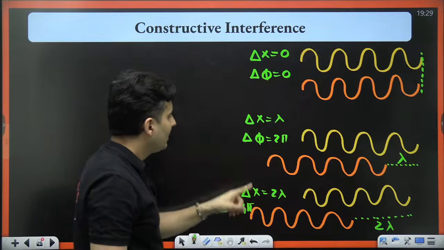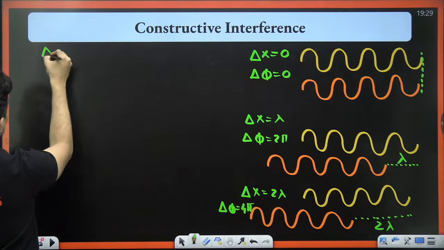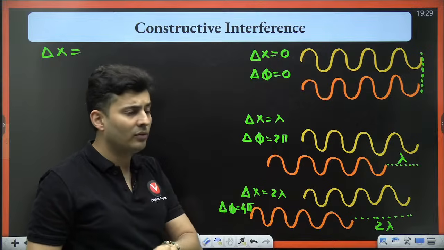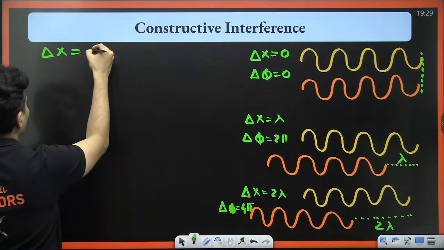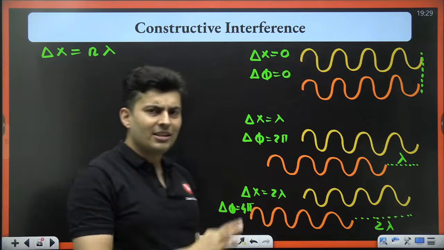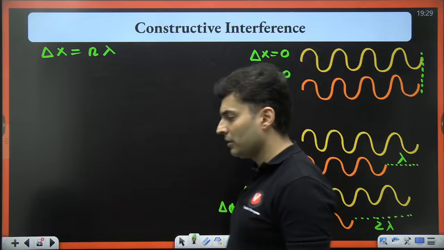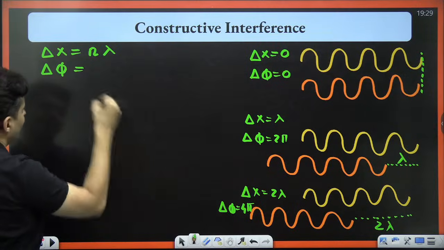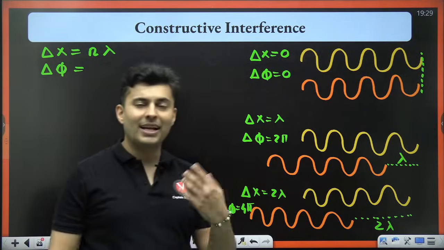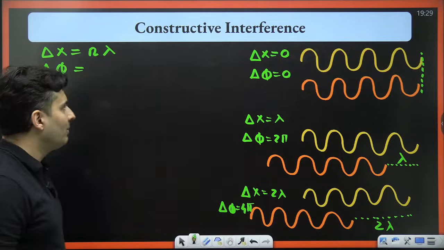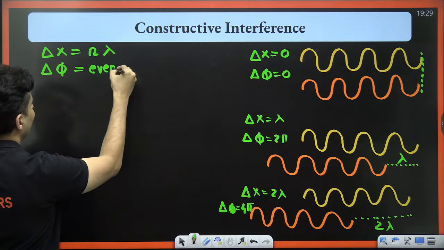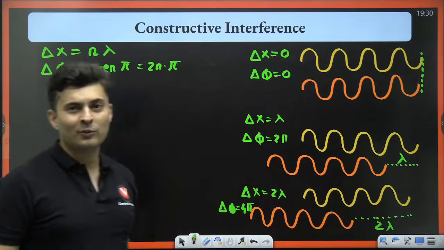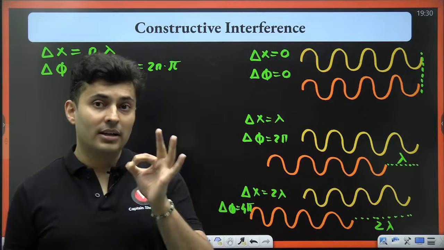So, in general, can you say that for constructive interference, delta x will be either 0 or lambda or 2 lambda or 3 lambda or 4 lambda or 5 lambda? In general, can I say it will be n times lambda? Yep, very good. And what about the phase difference? 0, 2 pi, 4 pi, 6 pi, 8 pi, that is even multiples of pi, or I can also call it 2n times pi. That's the condition for constructive interference.